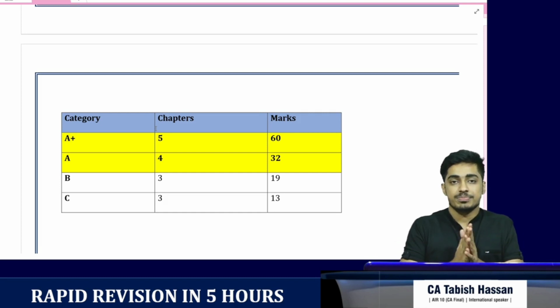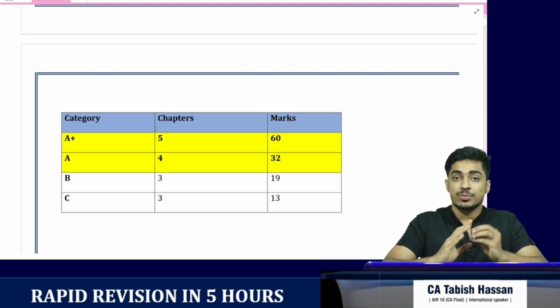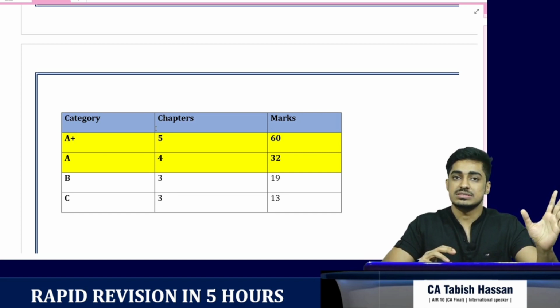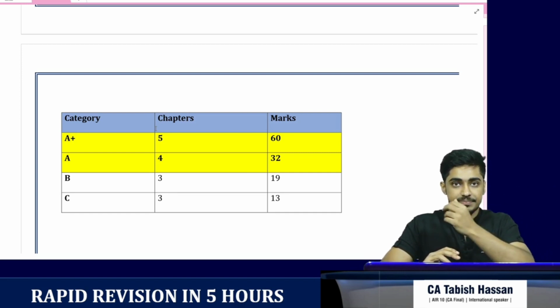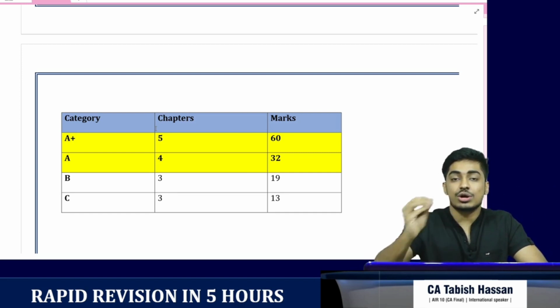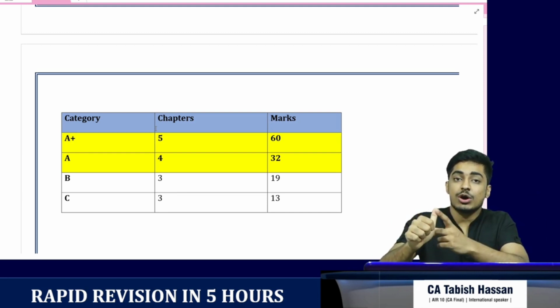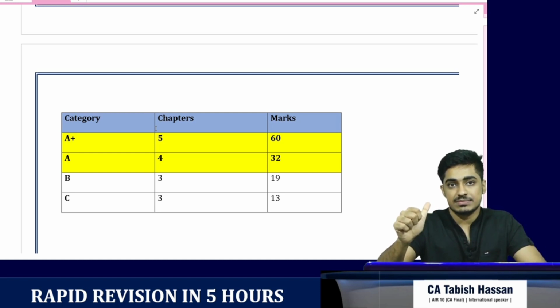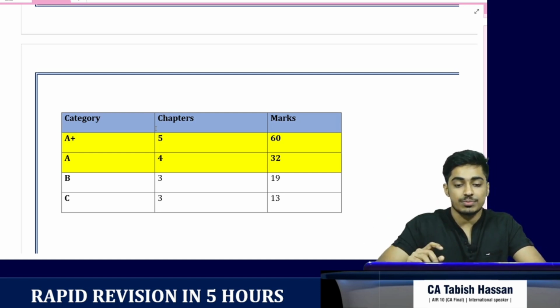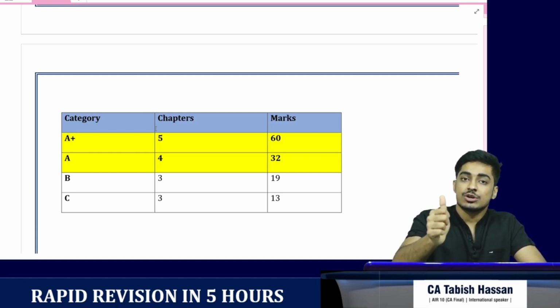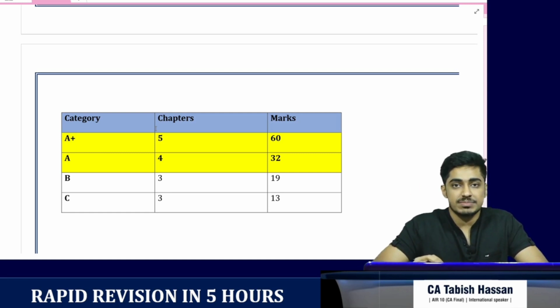Clear? So now, in the 1.5 days, if you are in a position to revise all the chapters, nothing like that. That's amazing. But if you cannot revise all the chapters thoroughly, the order of sacrifice, what you should sacrifice first: first sacrifice the bottom 20% of B and C category chapters. Then if you have to sacrifice more, sacrifice the top 80% of B and C category chapters.